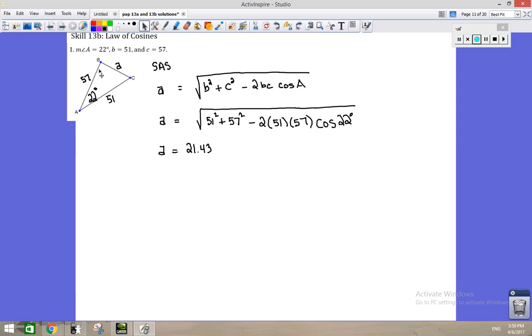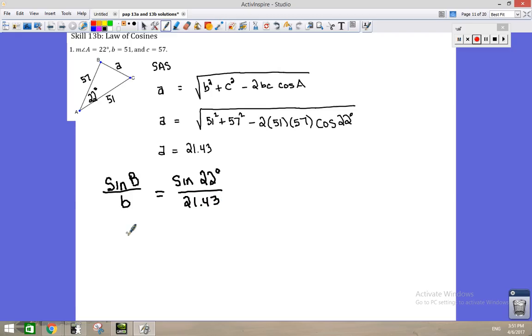57 is the longest side, so angle C is the biggest angle. I do not want to take the inverse of the ratio for the sine of C. I want to avoid angle C because it's possible it could be an obtuse angle. So I'm going to find angle B first, and I know from the law of sines that the sine of B divided by B is equal to the sine of 22 divided by what I found for A, 21.43.